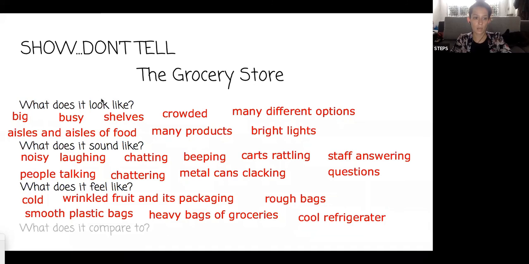All right, last one. What does it compare to? How can we compare a grocery store? What can we compare it to? Okay. So a grocery store, we could compare it to a market. Good job.